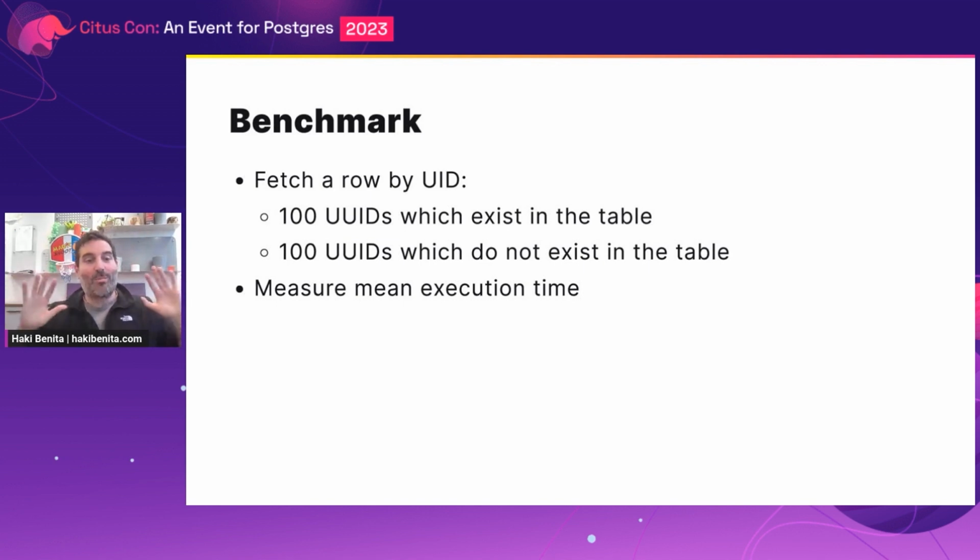So now for our benchmark, which we are going to use to try out different indexing techniques. We are going to execute 200 queries for UUIDs against this table: 100 UUIDs which exist in the table, and another 100 UUIDs which do not exist in the table. And then we are going to measure the mean execution time across these 200 executions.